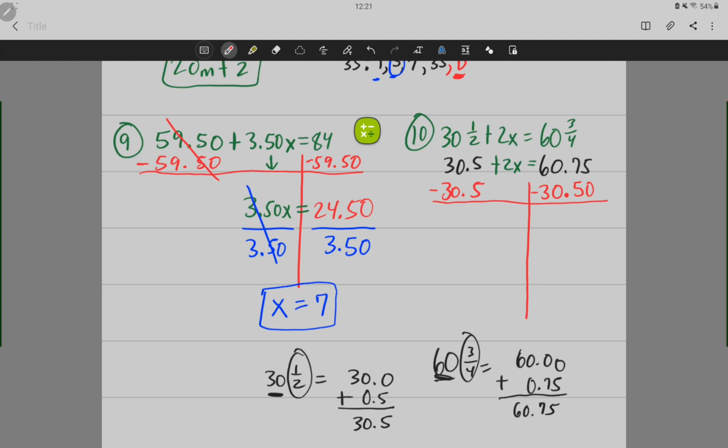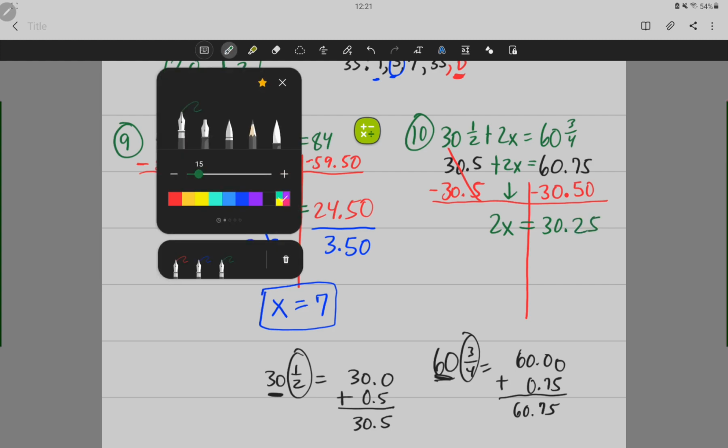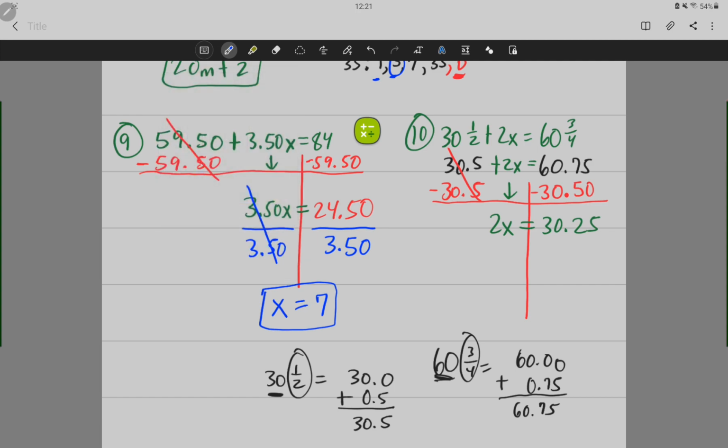So 30.5 minus itself is 0. Just cancel that out. Bring down your 2x equals 60.75 minus 30.50 is 30.25. And now what operation do we see? Well, we're looking at multiplication because it says 2x, which is 2 times x. To do the inverse, opposite of multiplying is we divide by the coefficient, which is the number in front of our variable. This time it's 2, so we divide both sides by 2.